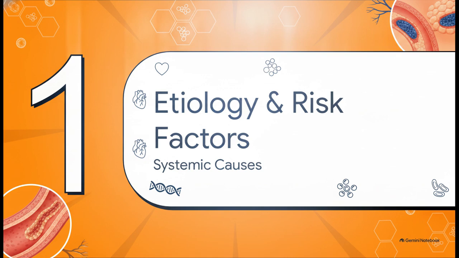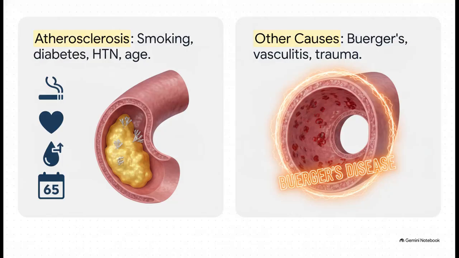All right, Section 1, Etiology and Risk Factors. To truly grasp how to treat this condition, we've got to start at the cellular and systemic level to understand what's actually causing this narrowing in the first place. Now, what's really interesting here is how perfectly this mirrors a totally different disease state. Look at the atherosclerotic causes: smoking, diabetes, hypertension, dyslipidemia, age, and chronic kidney disease. Well, those are the exact same risk factors for coronary artery disease. Basically, if a patient has plaque in their heart, you should assume they have it in their legs and vice versa. But we also have non-atherosclerotic causes to watch out for.